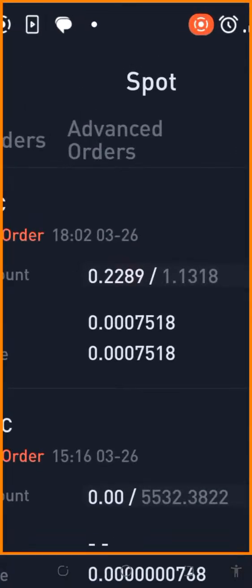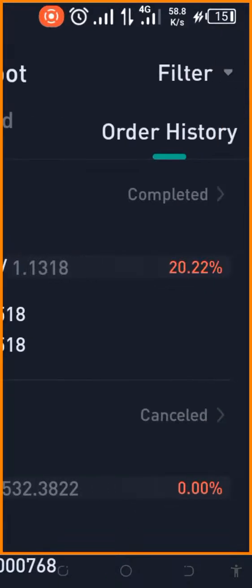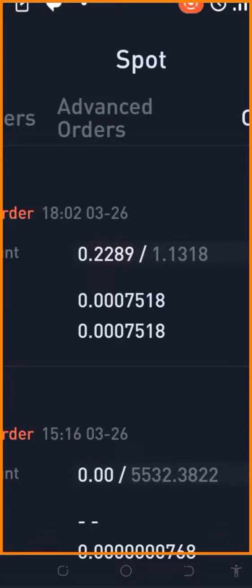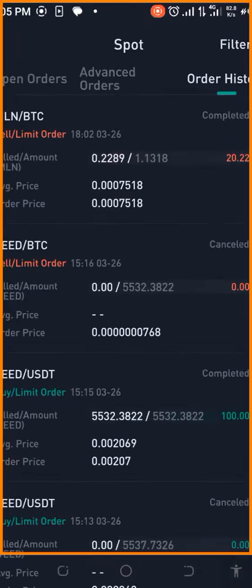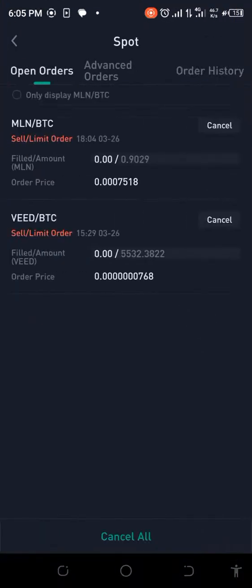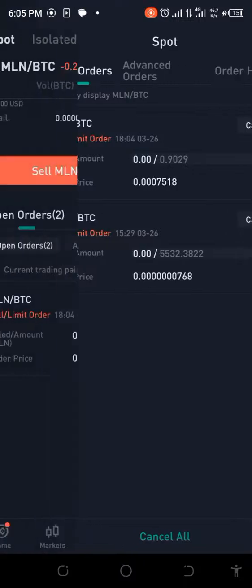Okay, so here it is again. That is what happened. As you can see here, that is exactly what happened. We had 0.2289 that we got out of this particular amount. So that's why what we were left with was 0.9. Okay, let's go back. Let's see the open orders. Okay, so that's it. Let's go ahead.